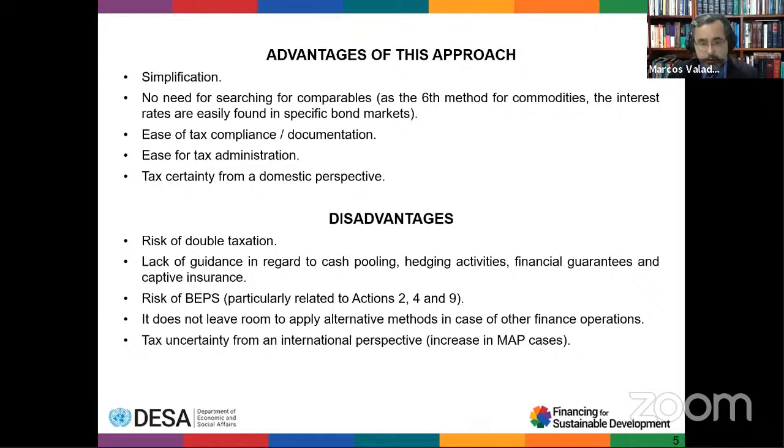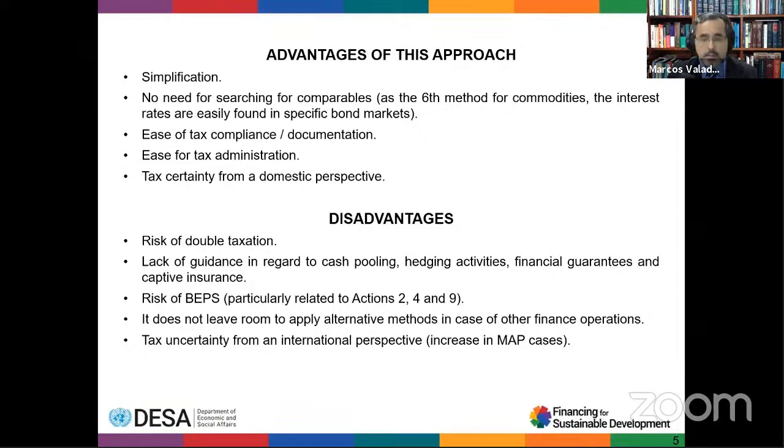What are the disadvantages? Risk of double taxation, because you have the interest rate in the law. So if the arm's length rate and the actual interest rate are not the same or not close to that, it's going to trigger an issue of double taxation. Lack of guidance in regard to cash pooling, hedging, and financial guarantees, as I said. Risk of BEPS, particularly related to actions 2, 4, and 9.